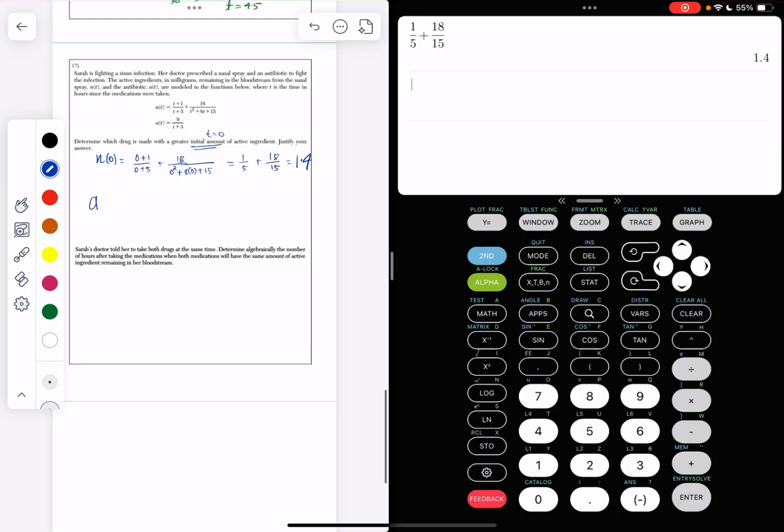We have a of 0, which is equal to 9 over 0 plus 3, which is 9 over 3, equal to 3. For justification, the work is enough, and we can also say initial amount where t is equal to 0. Then the question is asking when both of them are exactly equal to each other. So we set n of t equal to a of t.